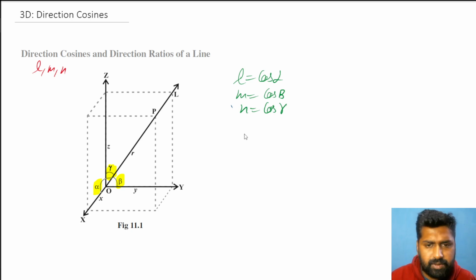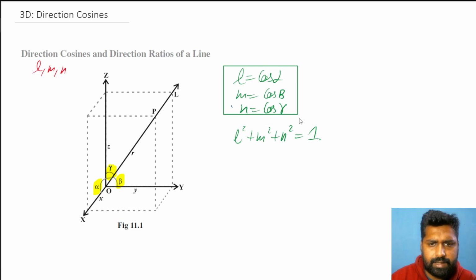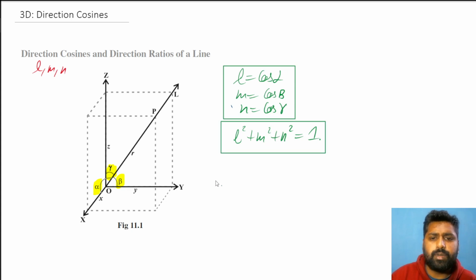And what is the relation between l, m, and n? l square plus m square plus n square is equal to 1. So for any line making any angles with the x-axis, y-axis, z-axis, we can use them to find the direction cosines. Direction cosines indirectly give us the orientation of the line. Second thing is the relation between l, m, and n: if we know two angles, we can find the third one.